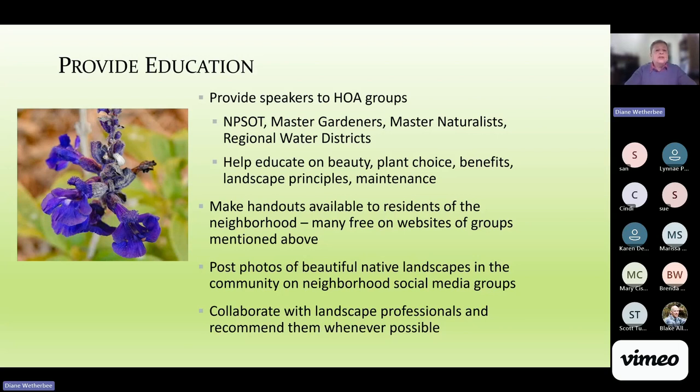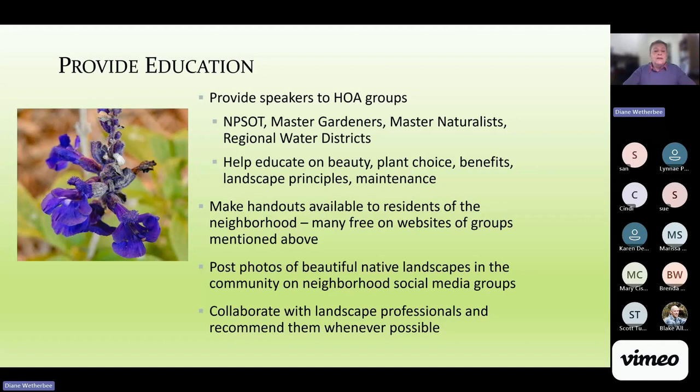It's just education again. And use social media for good. Post pictures of beautiful native landscapes in the community. If you come across one that's particularly striking, go ahead and post it and say, wow, this is a showstopper landscape. And guess what? They've used all native plants that are low water usage. And also find those landscape professionals that know and understand native plants and recommend them whenever you can.